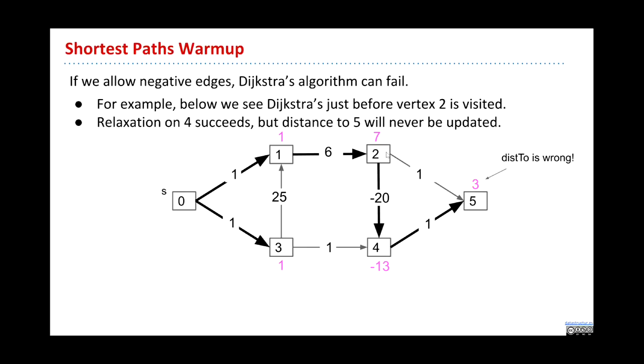So you could say one way to fix this is let's just revisit some of the vertices, but I'm going to do it a better way. All right, so everybody see what the problem is? Got a negative edge, we got the wrong value.